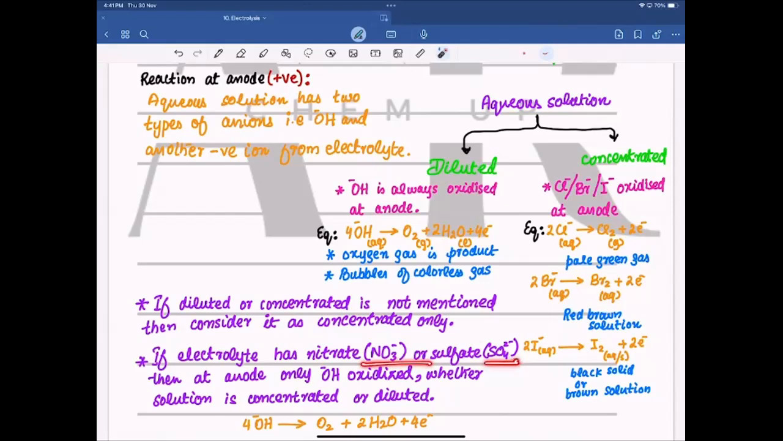Now if there are nitrate or sulfate ions in the solution, for example copper(II) sulfate or iron nitrate, whether the solution is dilute or concentrated, we always get hydroxide ions being oxidized at the anode. So the only case when other ions are oxidized at the anode is when the solution is concentrated and contains chloride, bromide, or iodide. Otherwise, for any other electrolyte, we always have hydroxide ion undergoing oxidation at the anode. Is this clear?